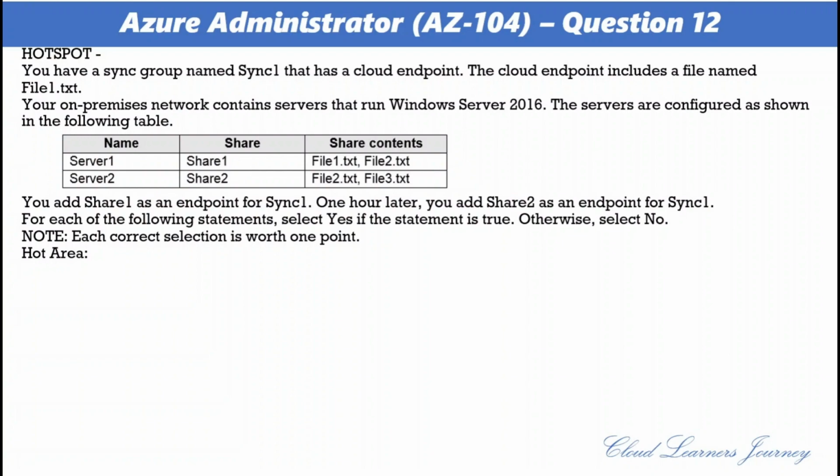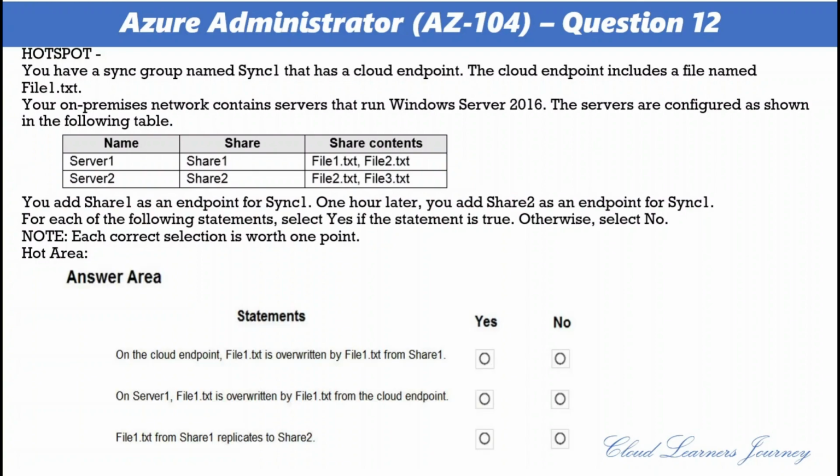You add share 1 as an endpoint for Sync1. One hour later, you add share 2 as an endpoint for Sync1. For each of the following statements, select yes if the statement is true, otherwise select no. In the answer area, for the first statement, on the cloud endpoint, file1.txt is overwritten by file1.txt from share 1. And the correct option is no.